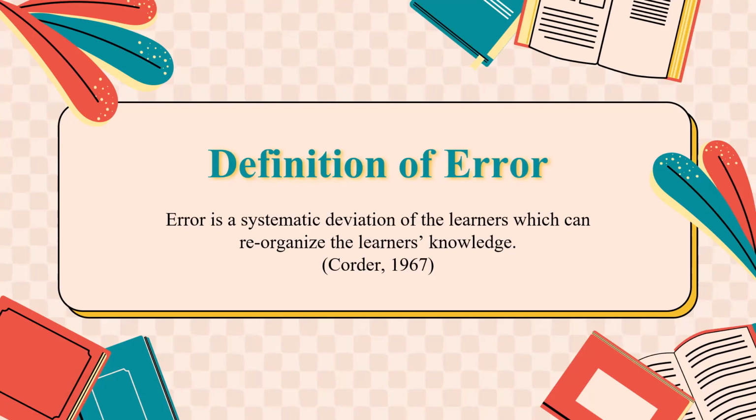Now I want to explain the definition of error. Error is a systematic deviation of the learners which can reorganize the learners. It means in writing is something that can be observed directly in learners' writing. Texts that have some errors are a natural thing that always arise in the process of learning a language.